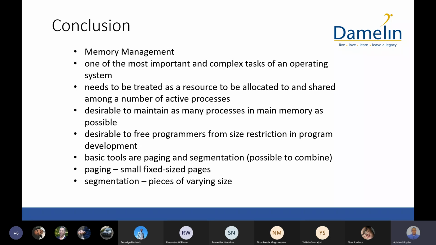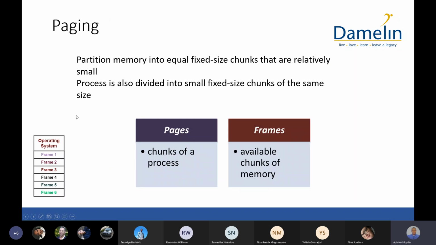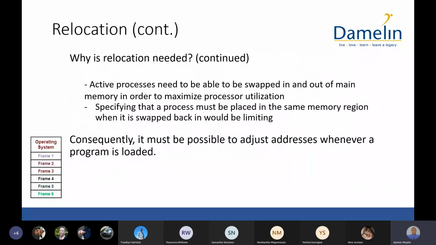It is desirable to maintain as many processes in main memory as possible. It is desirable to free programmers from size restrictions in program development. Basic tools are paging and segmentation, and it's possible to combine the two. When segmentation is failing, it will default to paging. So segmentation itself can end up being converted to paging. Paging uses small fixed sized pages. Segmentation has pieces of varying size or variable blocks of data. So that concludes our lecture for today on memory management.